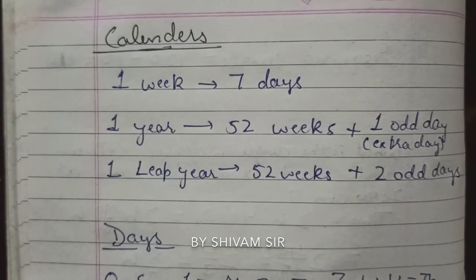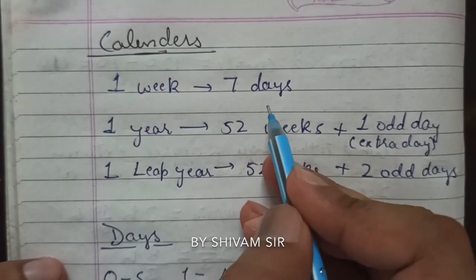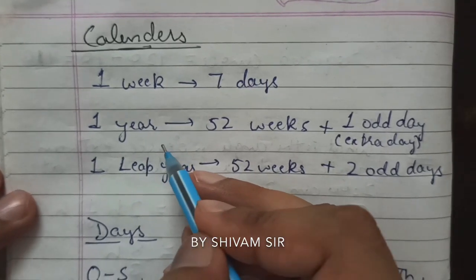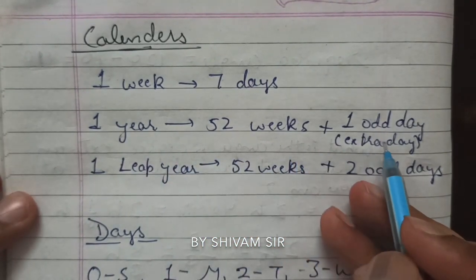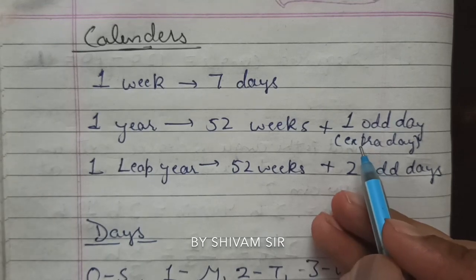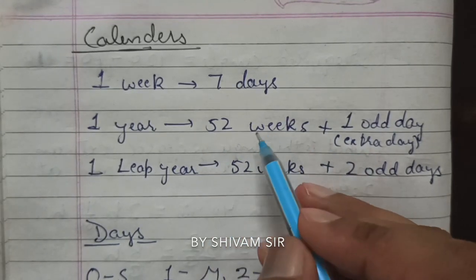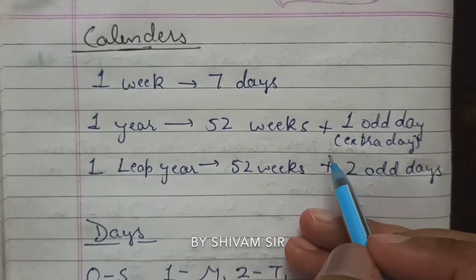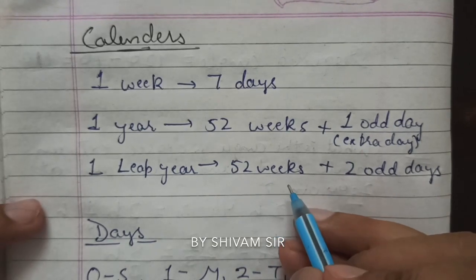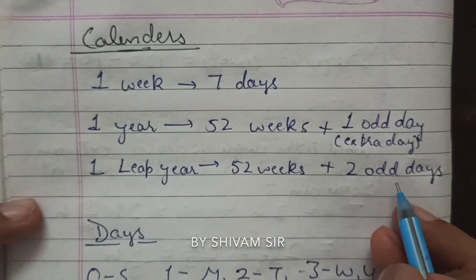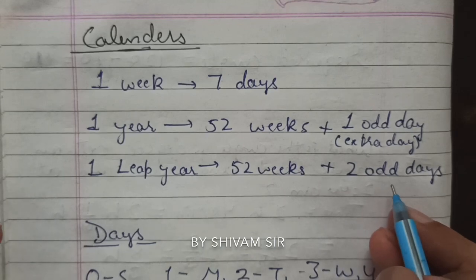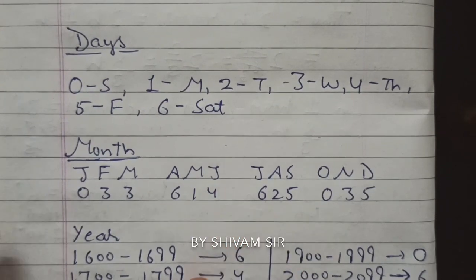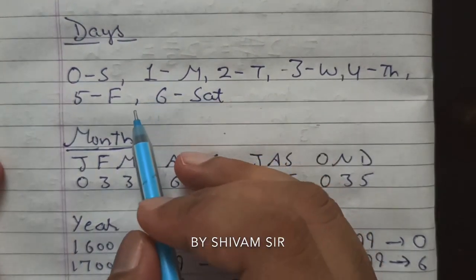So calendar, we all know, in 1 week we have 7 days. In 1 normal year, we have 52 exact weeks and 1 odd day. 1 odd day means 1 extra day. So in 365 days we have complete 52 weeks and 1 extra day. If it is a leap year, we have 52 weeks exact and 2 odd days, 1 odd day for 29th of Feb extra, right? So now we'll be using these tricks. You have to remember these tricks to solve the questions.